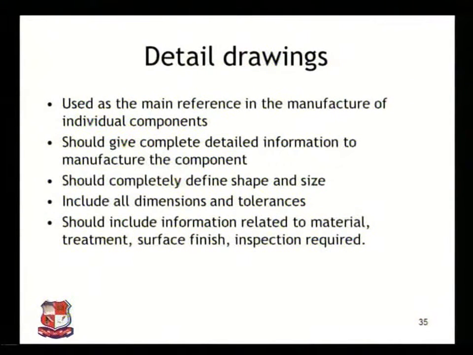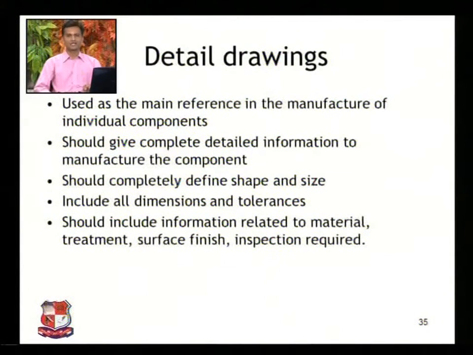Now about detailed drawings. They are used as the main reference in the manufacture of the individual components, and should give complete detailed information to manufacture the component. They should completely define shape and size, include all the dimensions and tolerances, and include information related to material, treatment, surface finish, and inspection required.